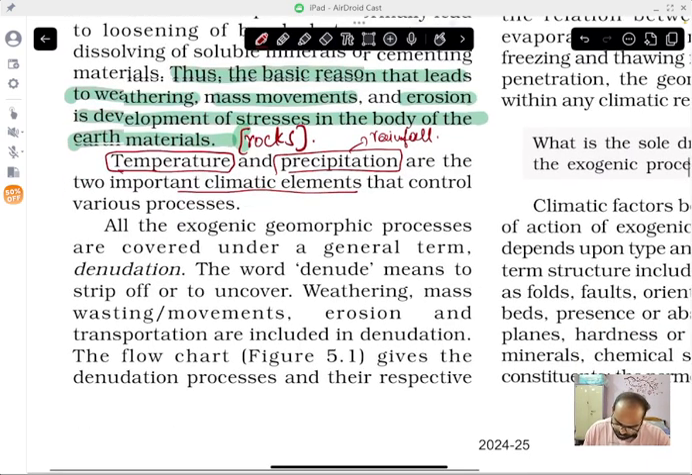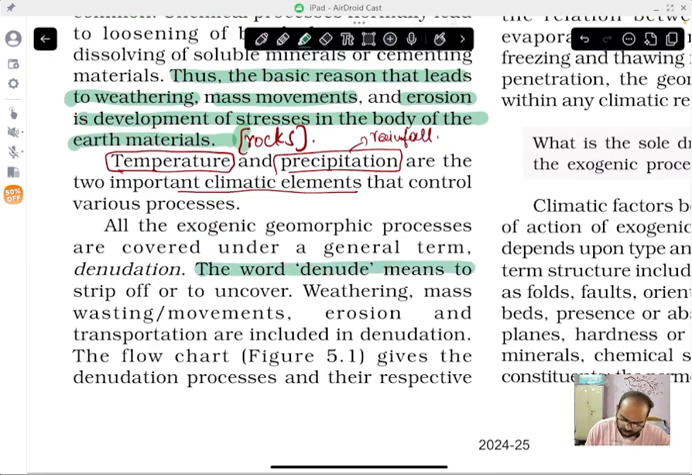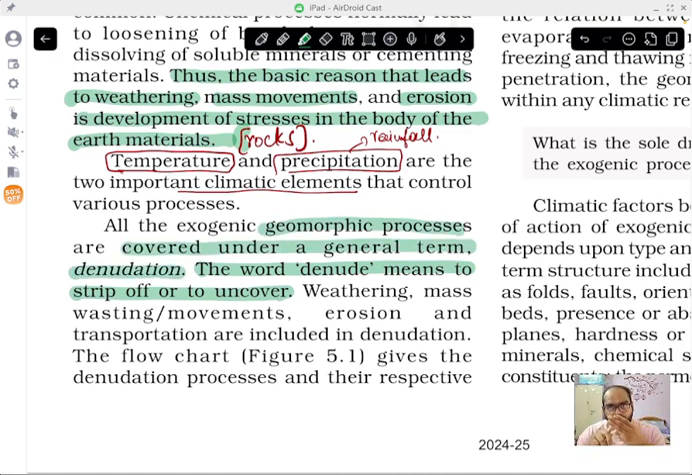The word denude means to strip off or to uncover. All geomorphic processes are covered under a general term called denudation. All geomorphic processes, that is weathering or mass movement or erosion, result in only one thing, that is denudation. Denudation means stripping off the layers of a material, which is called denuding.